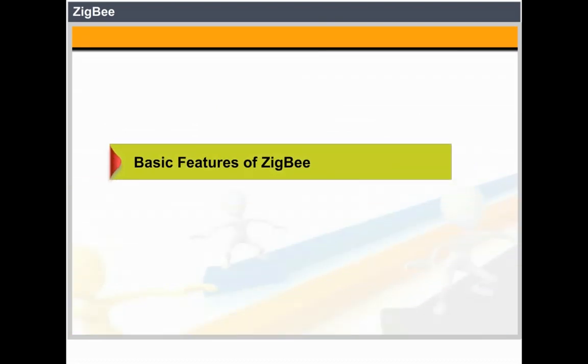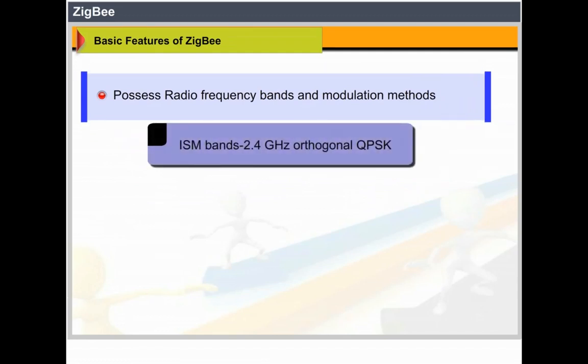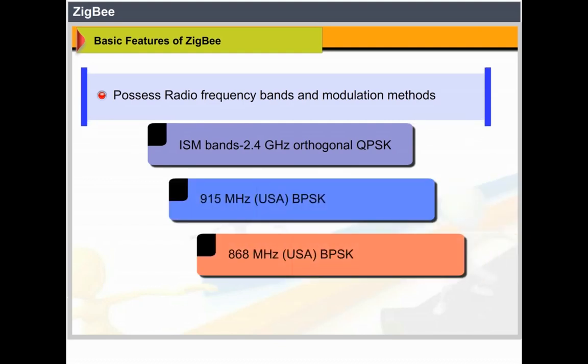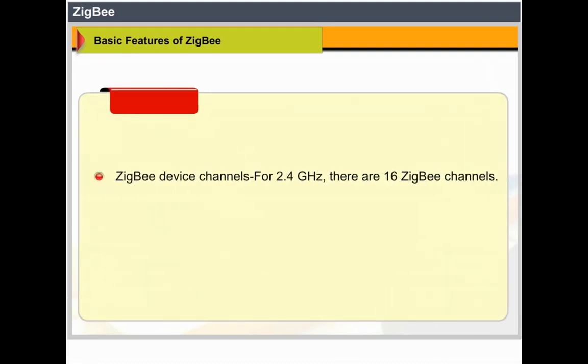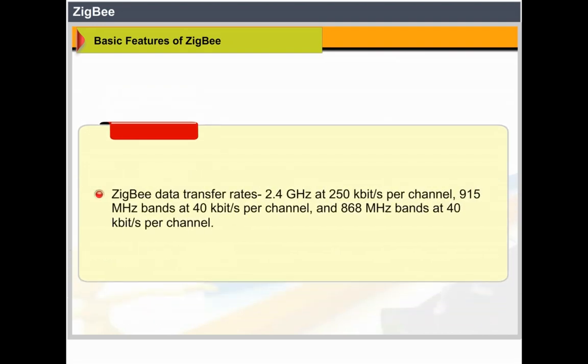Basic features of ZigBee: radio frequency bands and modulation methods. ISM bands: 2.4 GHz orthogonal QPSK, 915 MHz USA BPSK and 868 MHz BPSK. ZigBee device channels. For 2.4 GHz, there are 16 ZigBee channels. Each channel has frequency band 2400 + 5 × n ± 1.5 MHz, where n is equal to 1, 2 up to 15 or 16. ZigBee data transfer rates: 2.4 GHz at 250 kbits per second per channel, 915 MHz bands at 40 kbits per second per channel and 868 MHz bands at 40 kbits per second per channel.